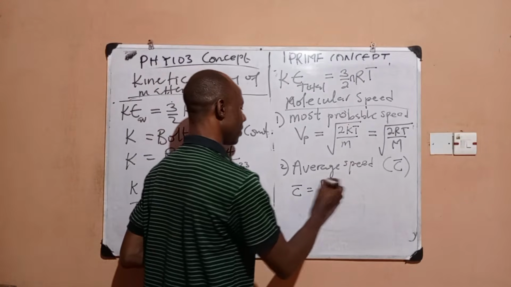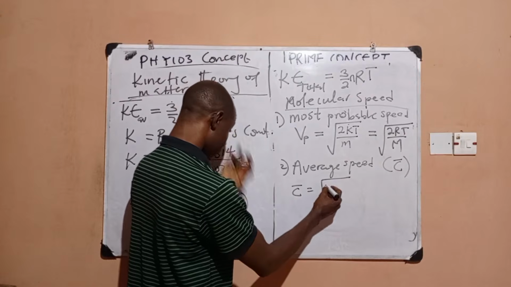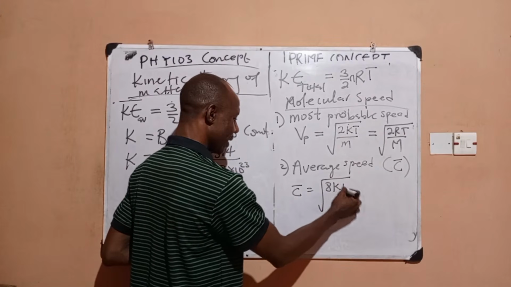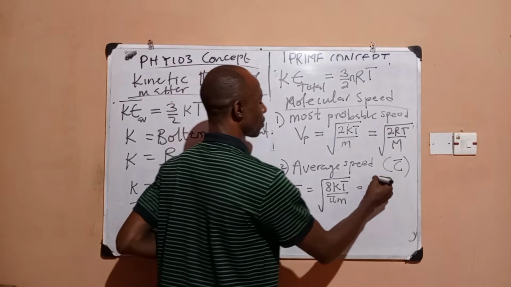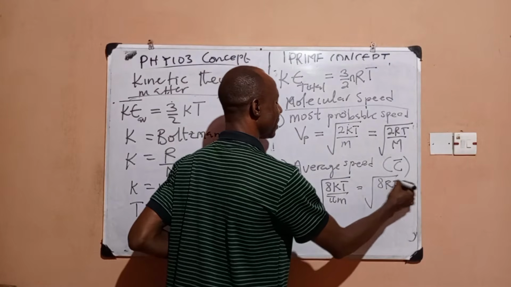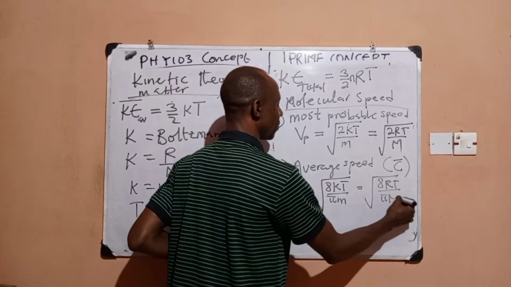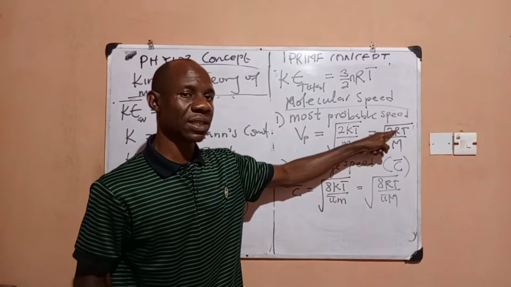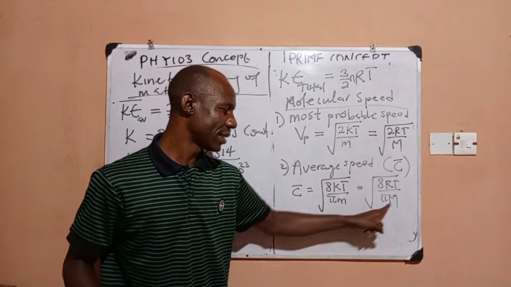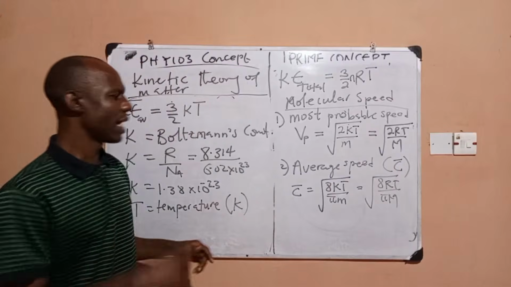It is given as square root of 8kT over pi times the mass, or square root of 8RT over pi times molar mass. Take notice that when we're dealing with gas constant R, we're dealing with molar mass, just like you can see. So that is average speed.